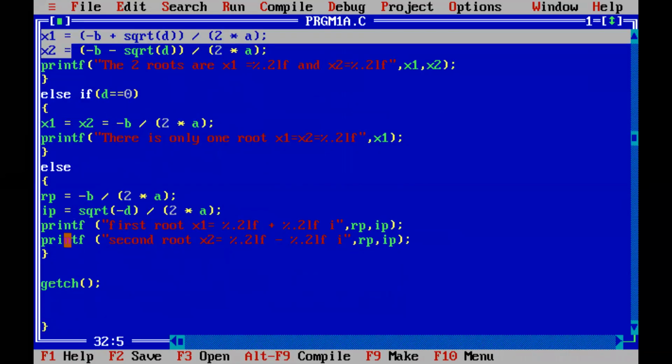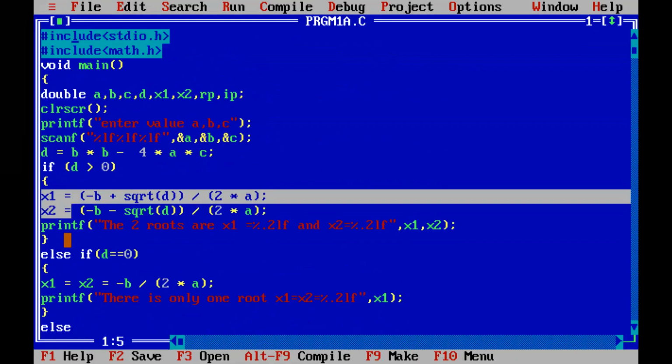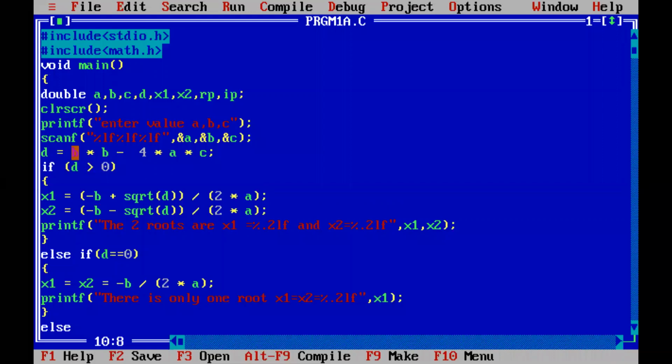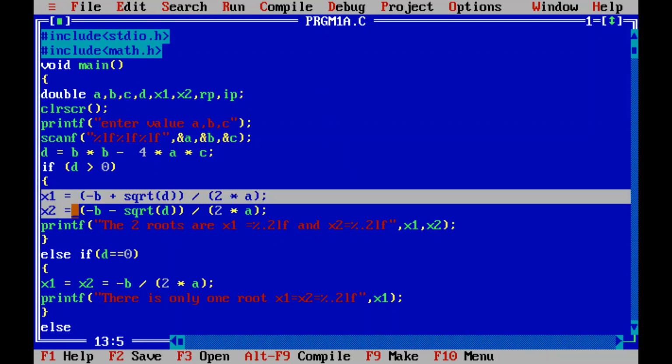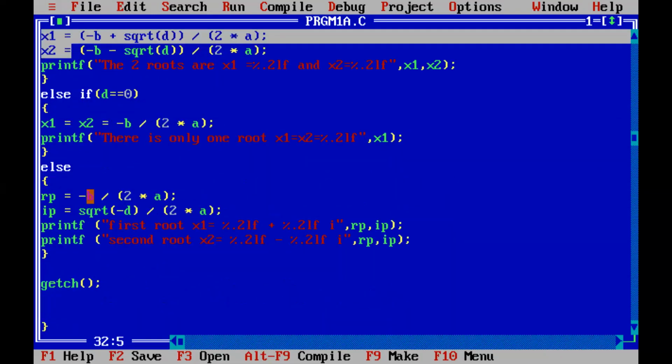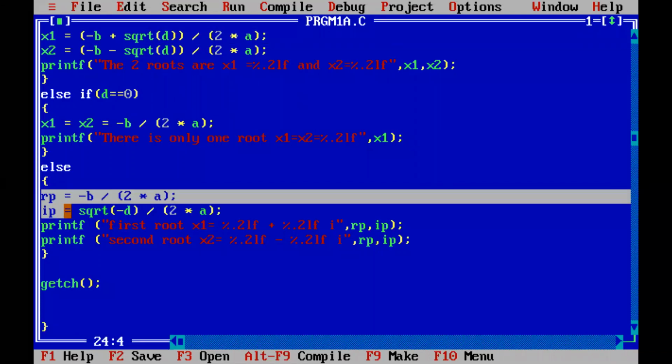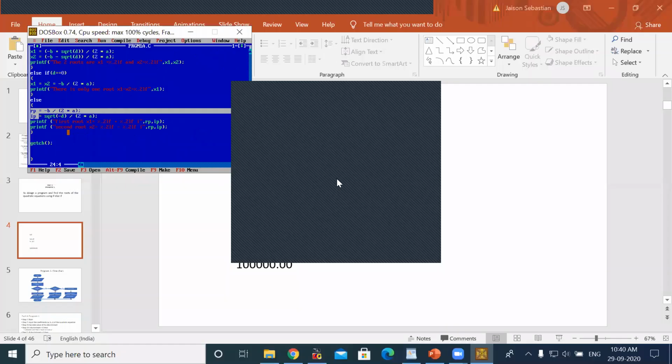For the first condition, when D is greater than 0, and we give A, B, C as 2, 4, minus 4, D value will be 48. That means it is greater than 0. We will have two roots, X1 and X2, and we are printing them separately as X1 and X2. In the third case also we have two roots, but there we have the real part and imaginary part. So those who have typed the program, can you send me the screenshot?